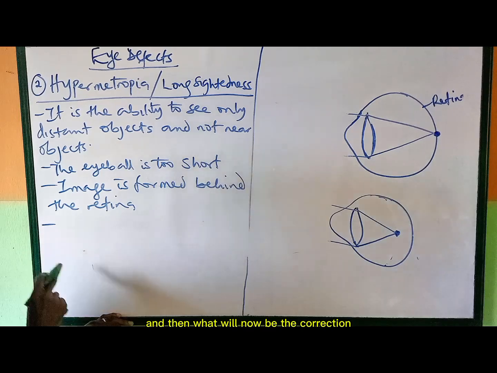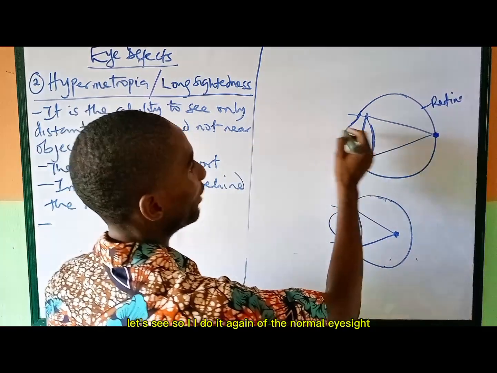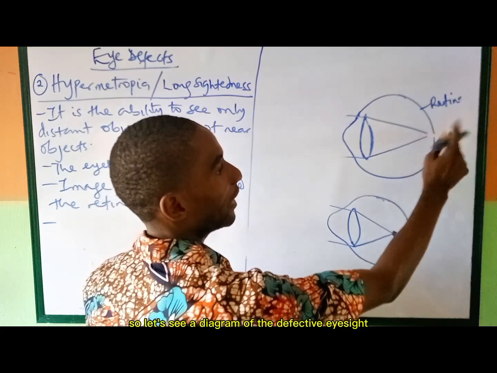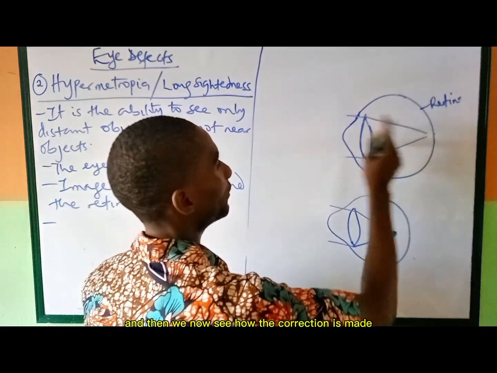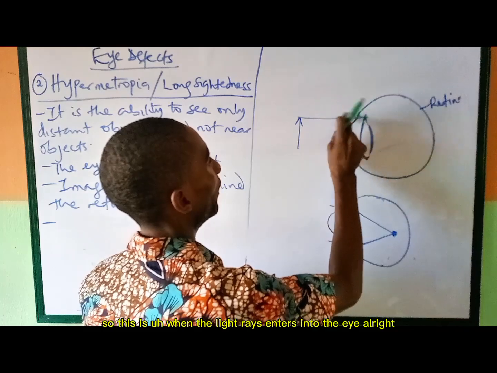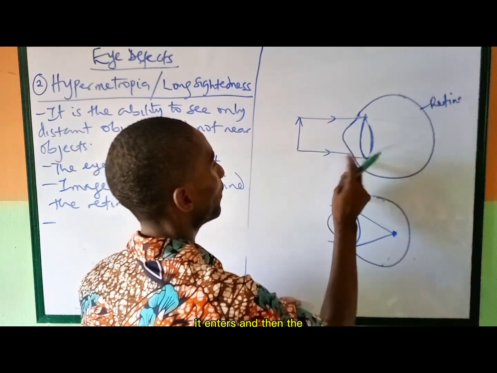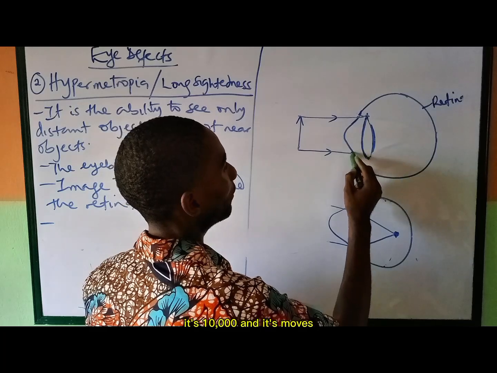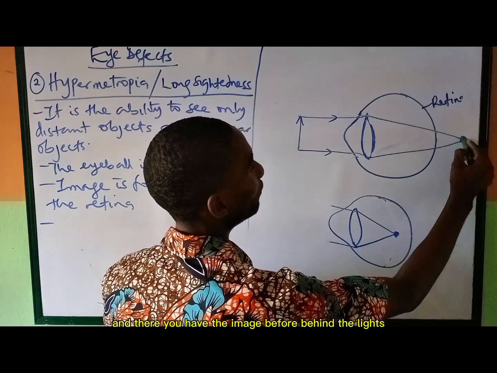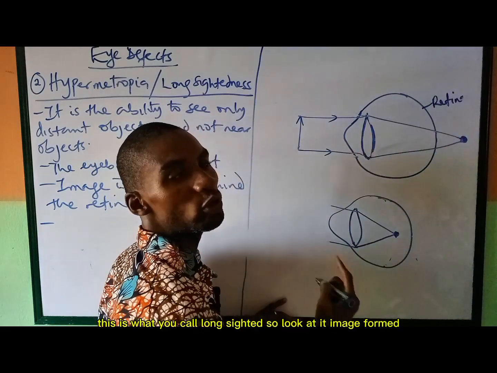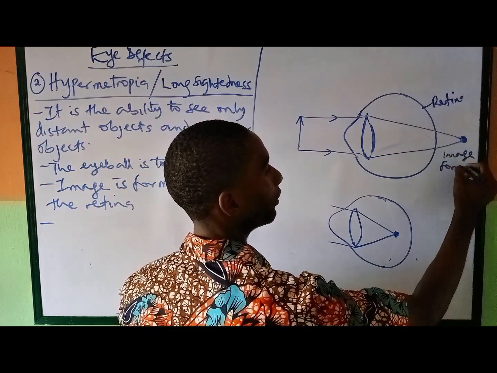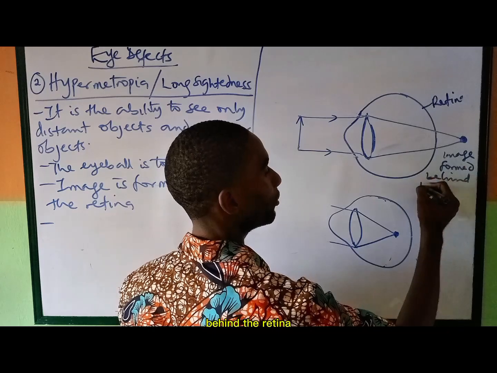And then what will now be the correction? Let's see. I drew a diagram of the normal eyesight. So let's see a diagram of the defective eyesight, and then we will see how the correction is made. So this is when the light rays enter into the eye. It enters and then it moves, and then you have the image being formed behind the retina. This is what you call long-sightedness. So look at it, image formed behind the retina.